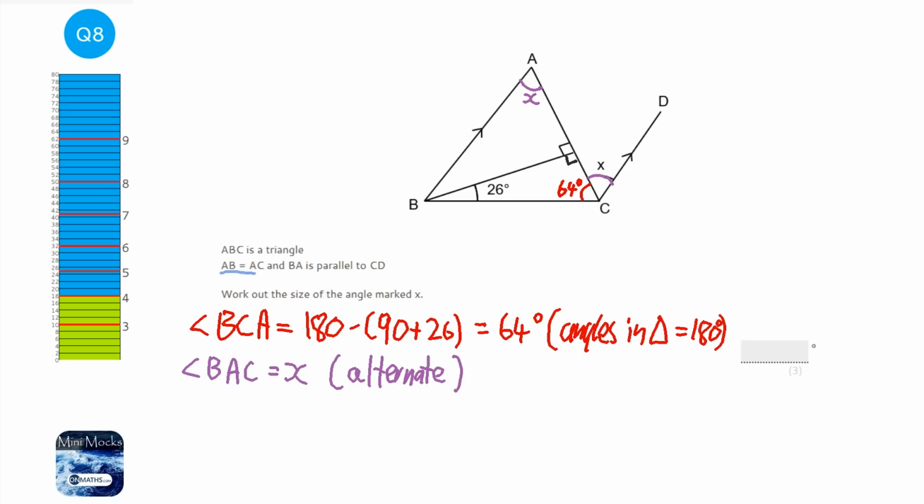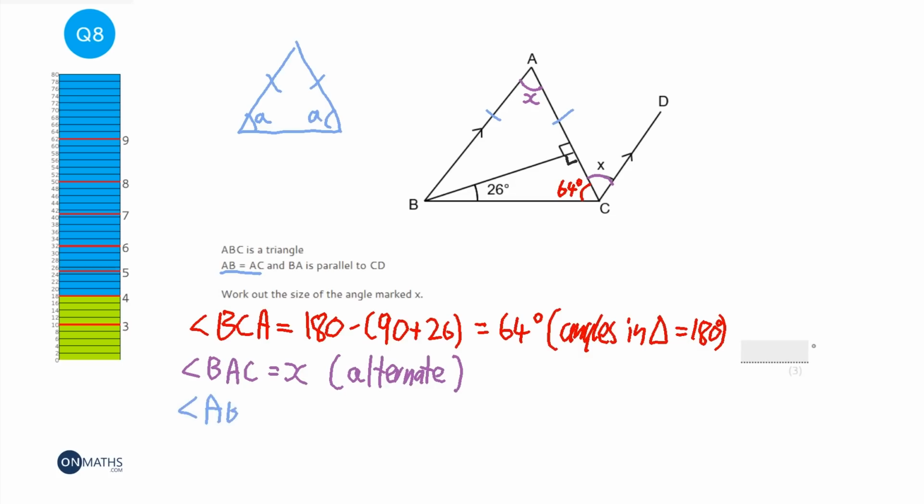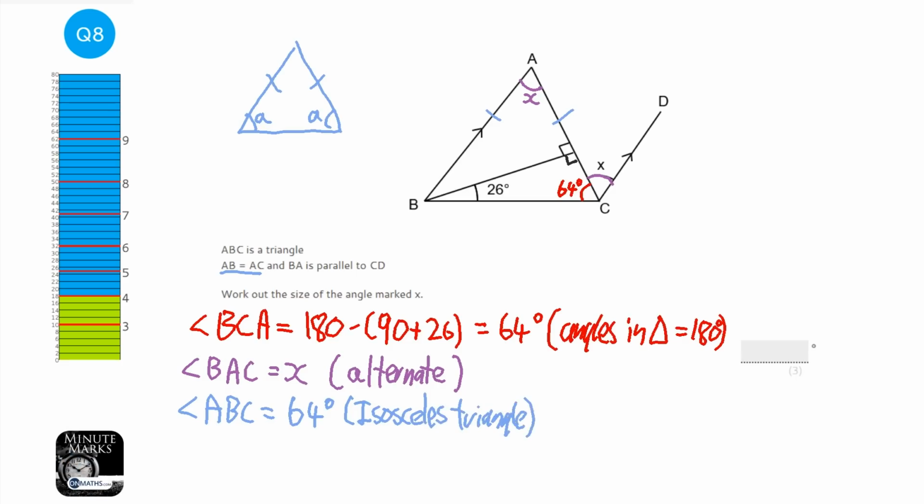This bit here in the question is critical, the fact that AB is the same as AC, so that length there and that length there are equal. Now something we do know about isosceles triangles, which this is, that bottom two angles are equal, they are the same. Therefore, the next bit I can write down is angle ABC is going to equal 64 degrees as well, isosceles, because it's an isosceles triangle.